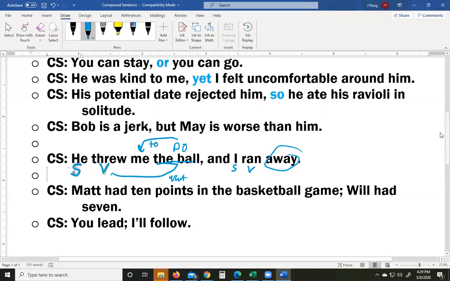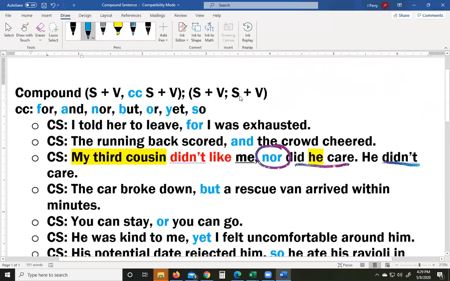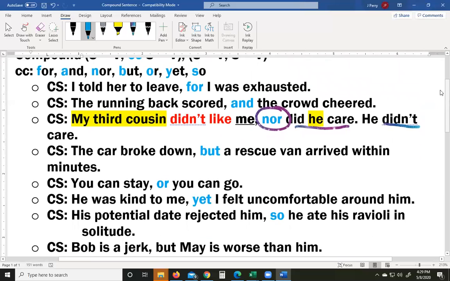If you go up here, you can see I told her to leave. I told who? I told her to leave. I was exhausted. Again, simple sentence number 2 there. The running back scored. Simple sentence number 1. And the crowd cheered. Simple sentence number 1. My third cousin didn't like me. Simple sentence number 3. Nor did he care, so he didn't care. That's simple sentence number 1.